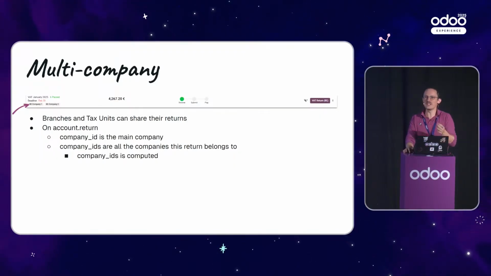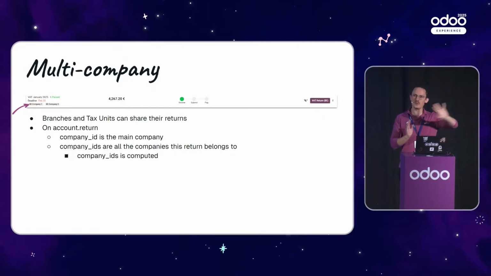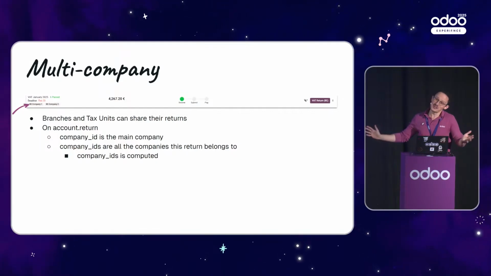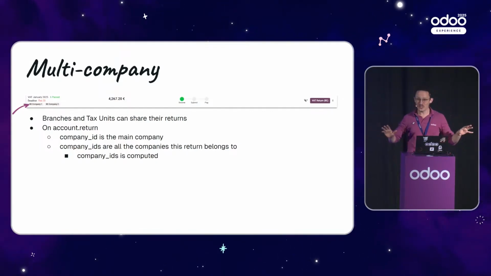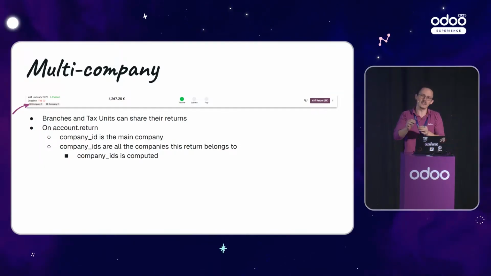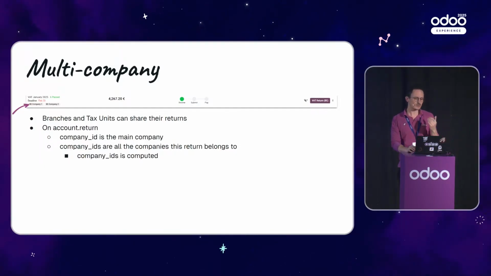From the VAT point of view, it's a single entity, so you want to declare all of them in one go. Same thing with the tax units, so if it's legal in your country, as it is in Belgium, you can have different companies that will, from the government's point of view, work again as a single entity for VAT.